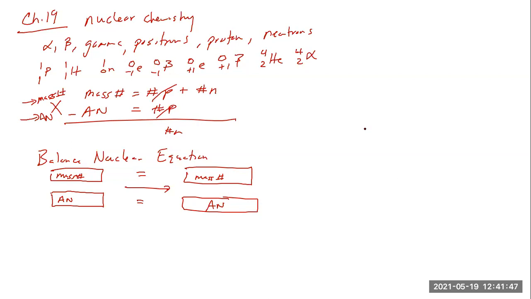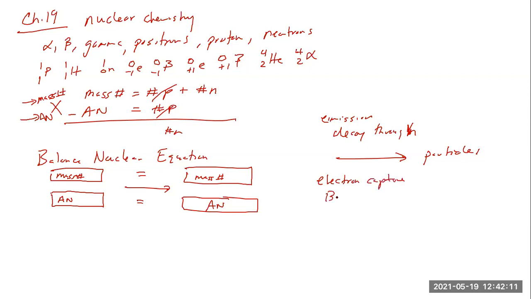The other couple of things we talked about are some words that you commonly see in nuclear chemistry. Emission, or decay through a certain process. Those mean that those particles will end up on the product side. If you have something like an electron capture, or something is bombarded with a certain neutron or something like that, that means that those particles will end up on the reactant side of the equation.